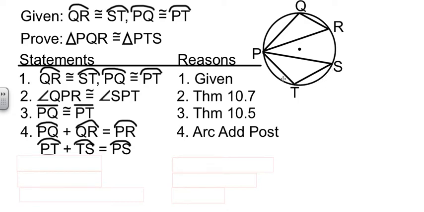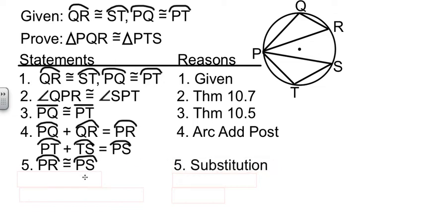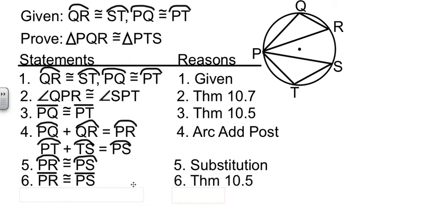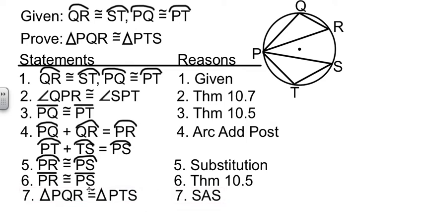Now, since those big arcs are equal, then their chords are equal. Well, first we have to say that the two arcs are equal by substitution. Then we can say that the two chords are equal. That's, again, theorem 10.5. And now we have side, angle, side. It gives us our congruent triangles. So we had to use the idea that the arcs were equal to get congruent angles.